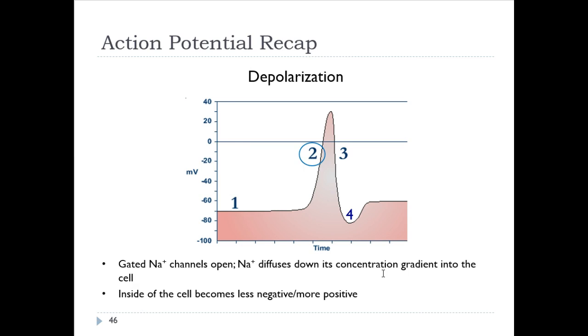For depolarization, gated sodium channels are open. Those sodiums are going to diffuse down a concentration gradient into the cell. The inside of the cell becomes less negative and more positive, and that's why we're seeing this energy uptick. We're going to be at plus 30 millivolts.